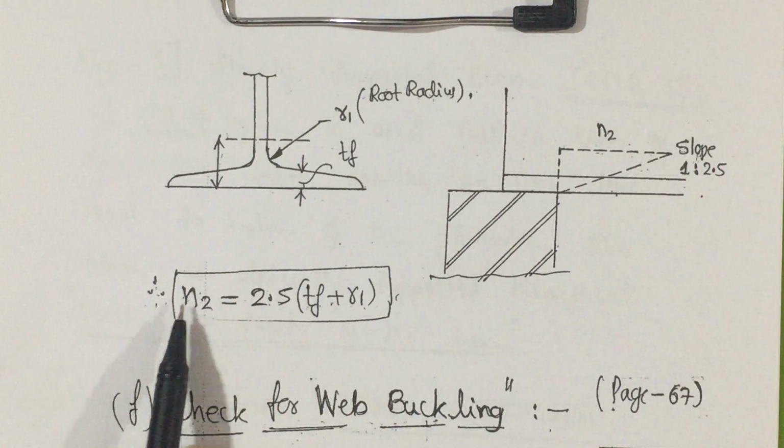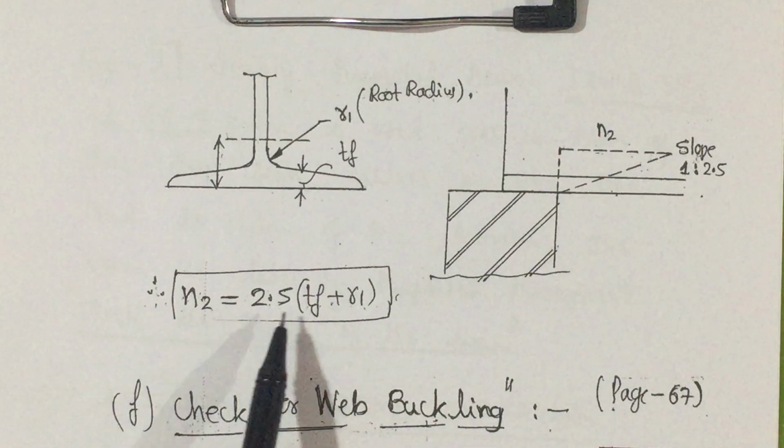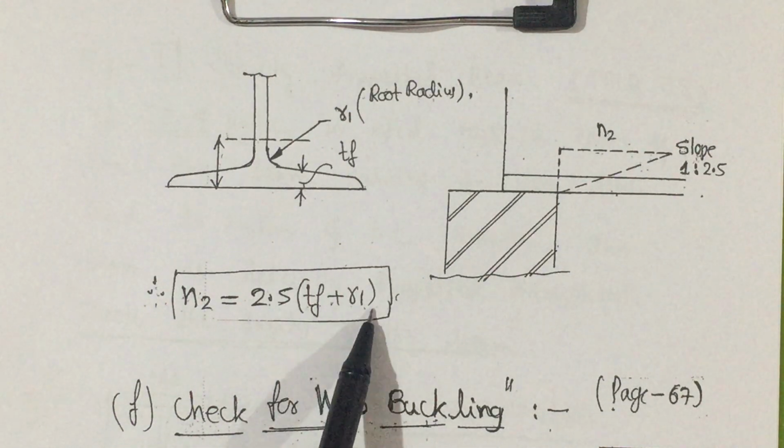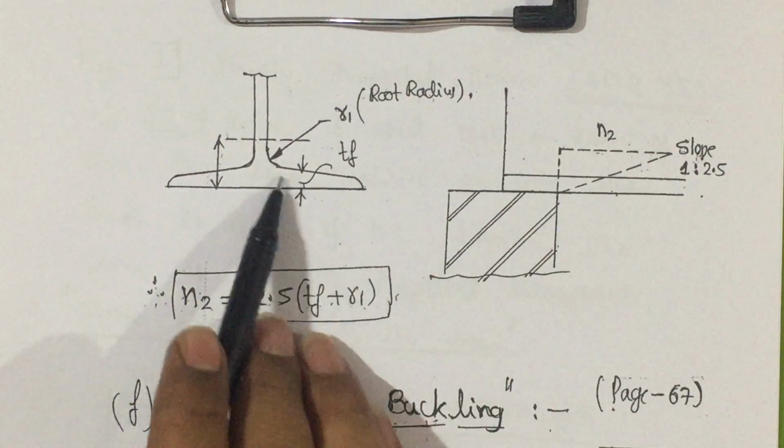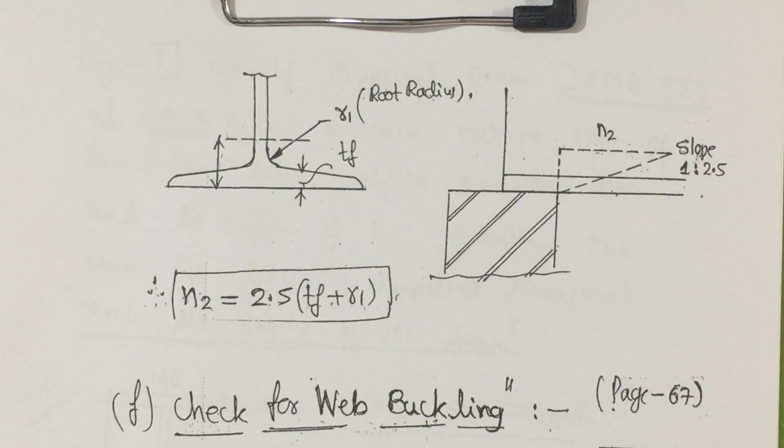And in this formula, N2 is given by 2.5 into Tf plus R1. Tf is nothing but thickness of the flange, R1 is nothing but radius at the root section. You are going to get R1 values and Tf values from the steel table.